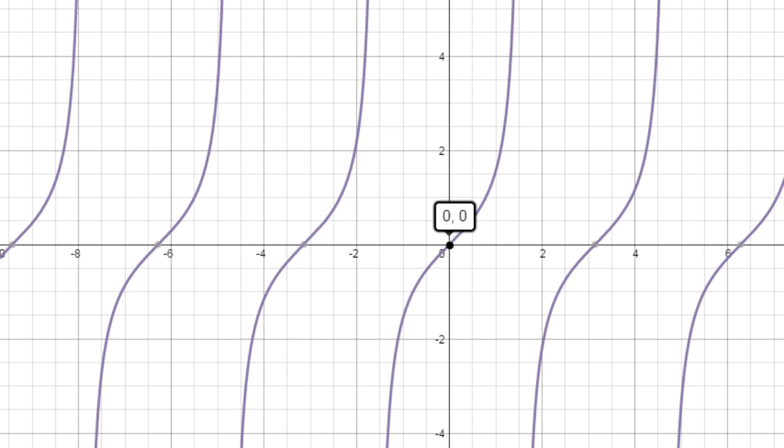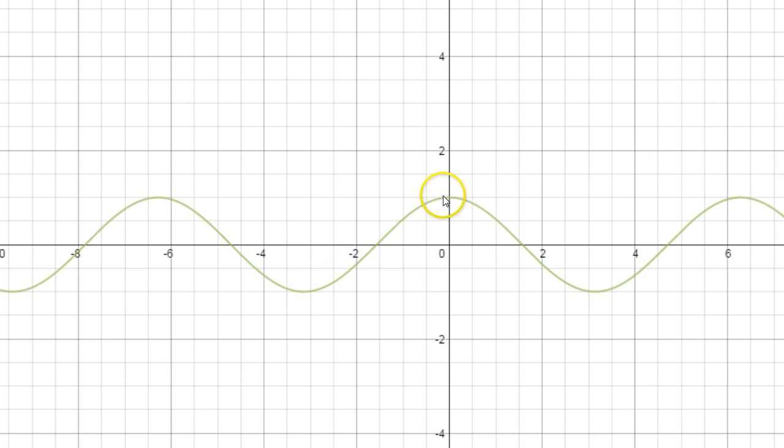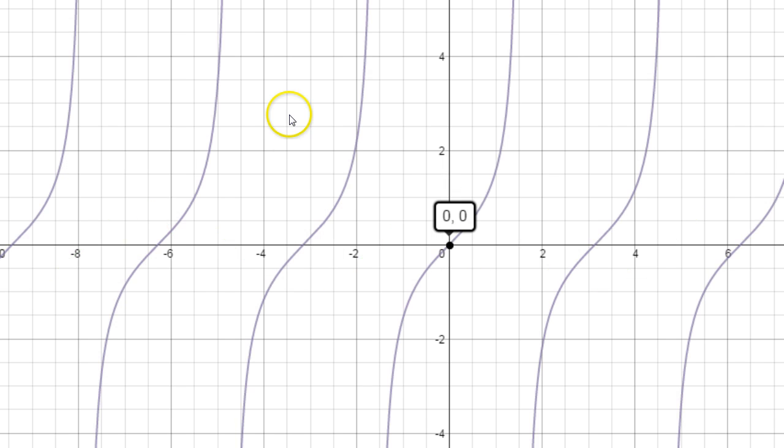Now on these previous graphs, you can tell the height was about from 1 to -1, so this amplitude is about a 1. Whereas with this one, I can't measure it because it goes on for infinity, so I'm not going to mess with it too much.